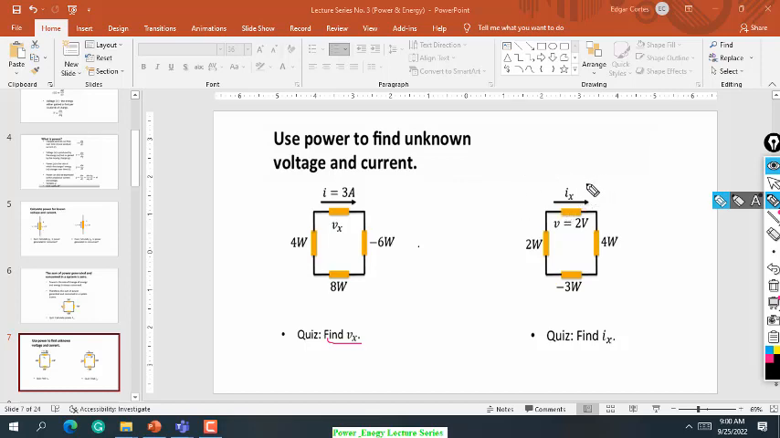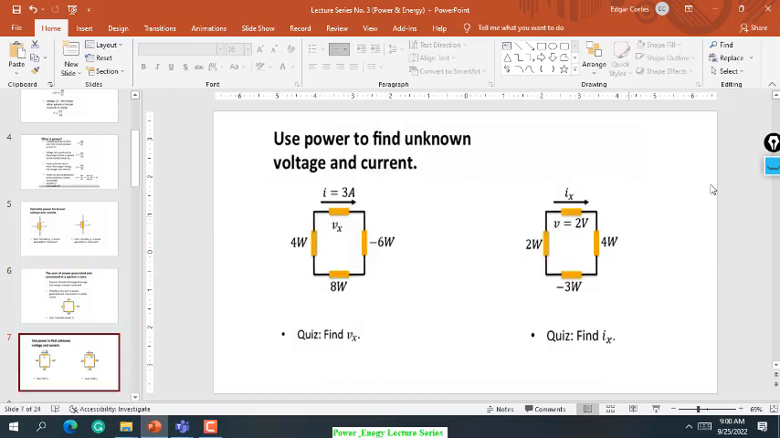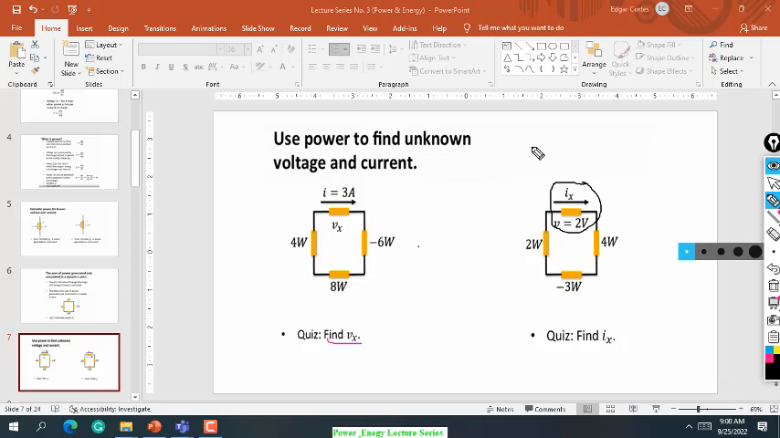Okay, let's solve them together, no? So we all know, class, that in here, in Ix, there's also what we call Px, no? And we know that in this concept, the sum of power generated or consumed in a system is equal to 0. So with that equation here, we label this one as Px again, because that is Ix. So Px, okay, plus 4.